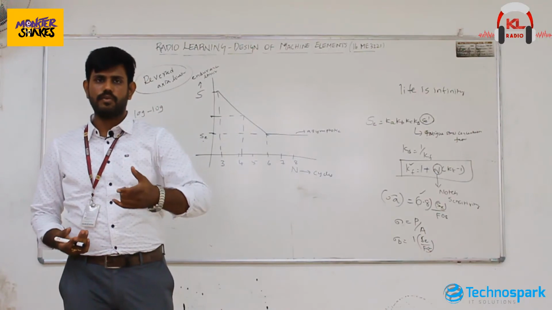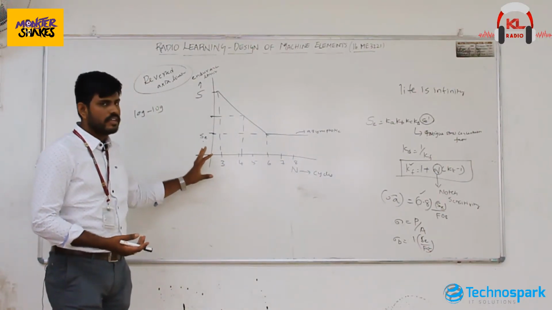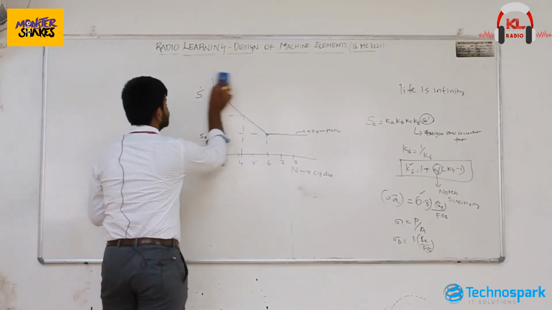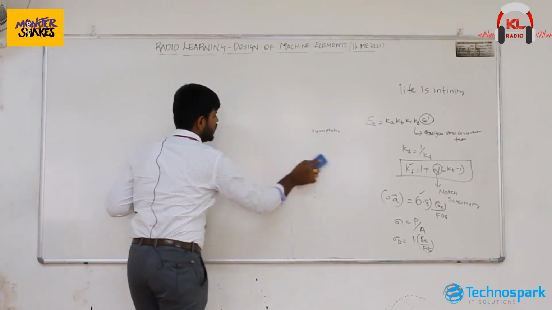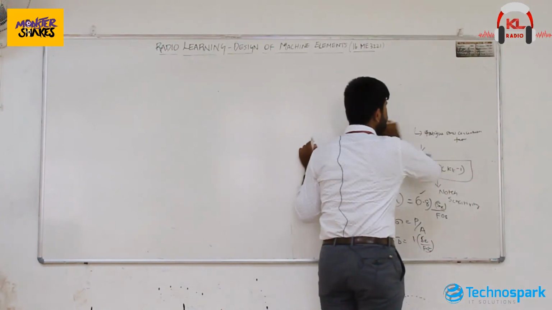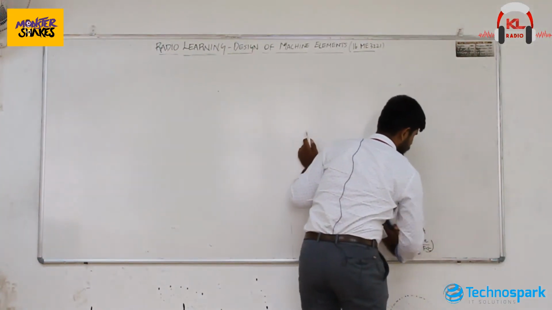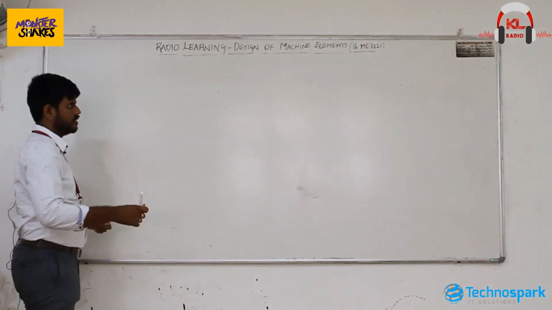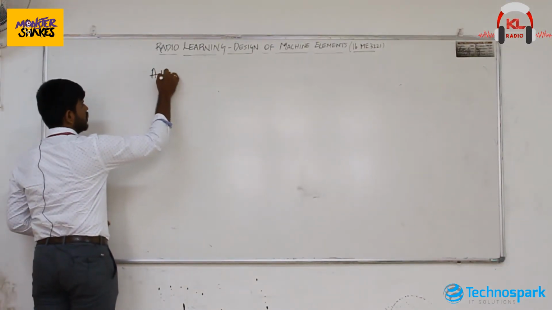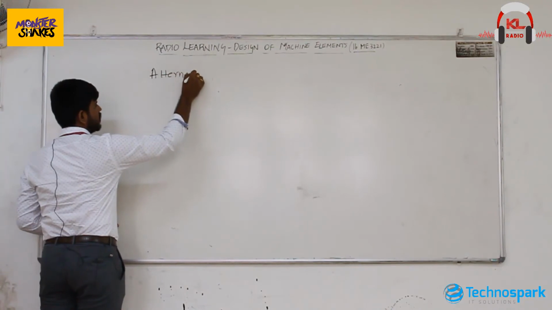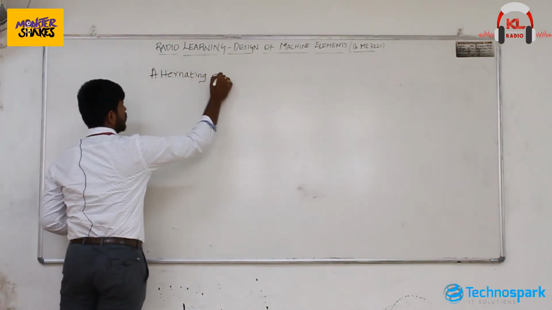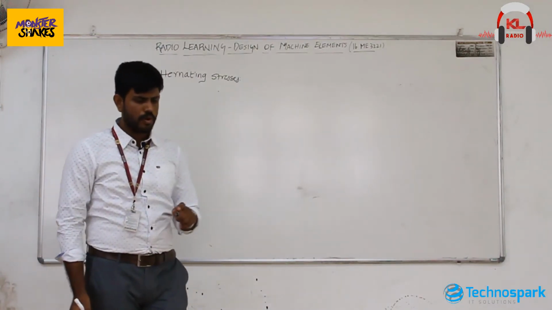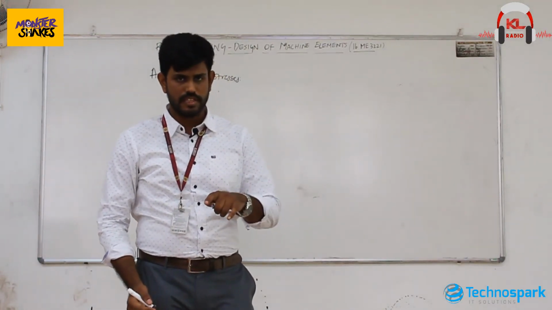We use the S-N curve only when it is a finite number of cycles. Now the next topic is alternating stresses. That means both magnitude and direction will change.